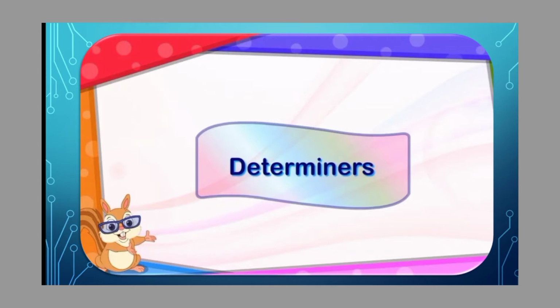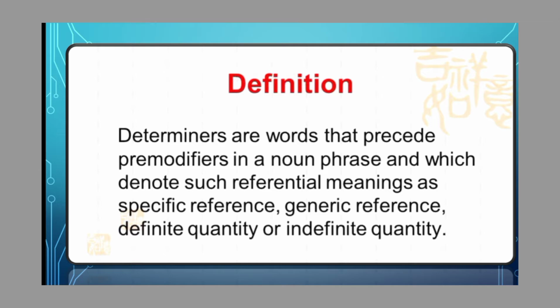Have you all heard about this term? Determine. So, determine means what? Deciding something. So the definition of the word determiners: determiners are words that precede or pre-modify a noun phrase, and which denote such referential meanings as specific reference, generic reference, or definite or indefinite quality.